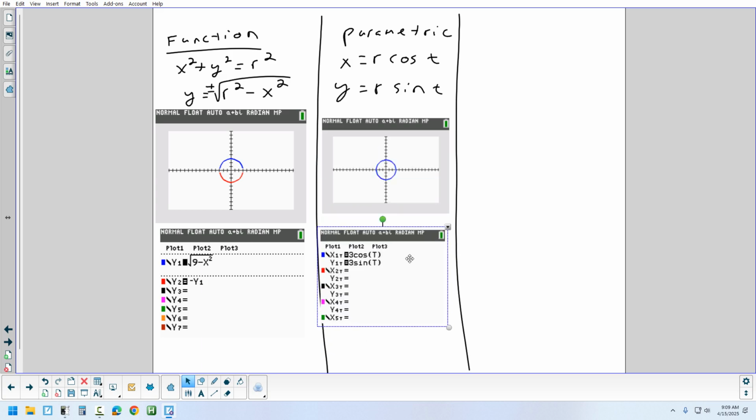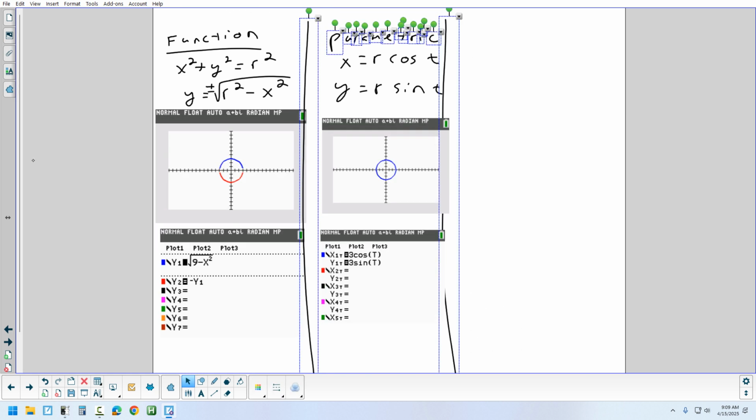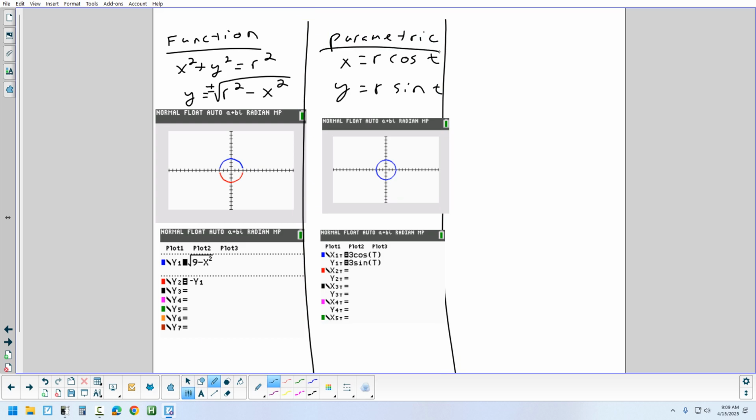As a function, remember, functions fail the vertical line test. I can't really draw a circle in function mode. But parametric, I definitely can. Okay, so that's parametric. And the last mode we're going to look at is polar. All right, so polar, we haven't seen that mode yet.